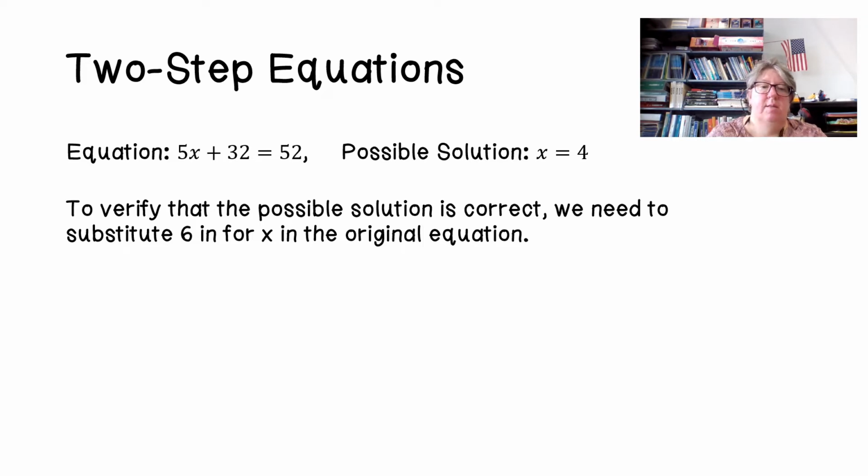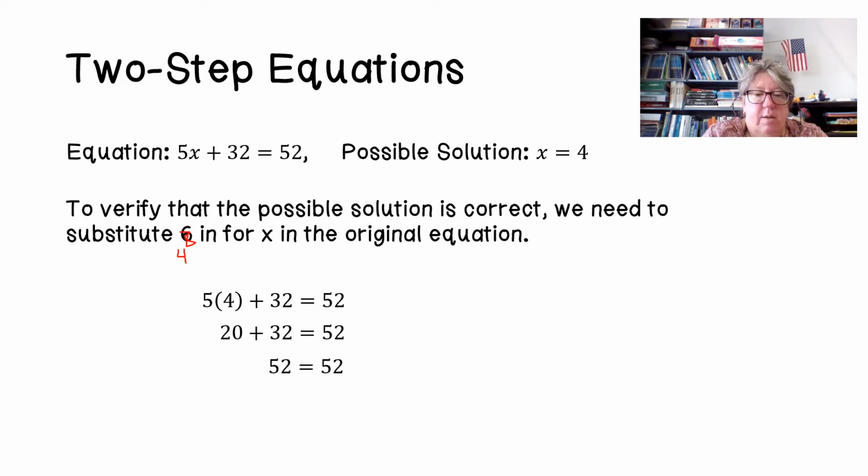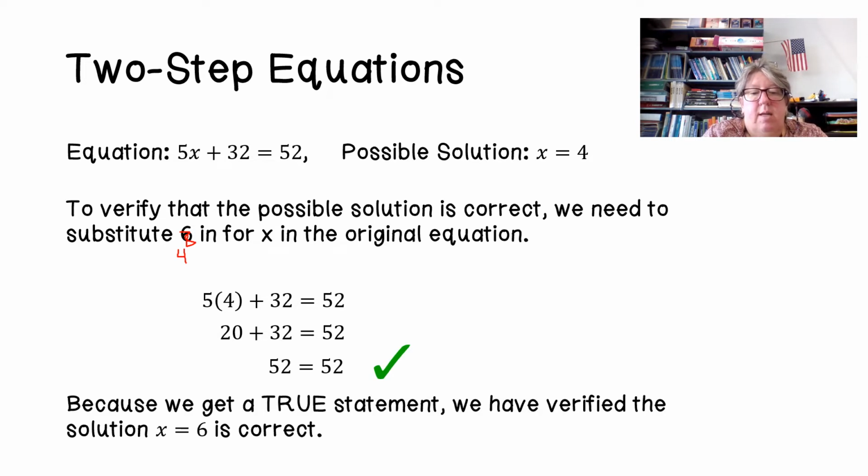So we need to substitute 4 in for x in the original equation. So now I have 5 times x, but x is 4, plus 32 equals 52. 20 plus 32 equals 52. 52 equals 52, which is a true statement. So we know that x equals 4 is correct.